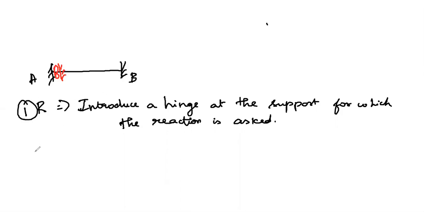Okay, according to the Muller-Breslau principle, the second step is you are going to apply one unit force quantity for what you have removed. For that force quantity, you will be applying one unit reaction. I mean unit force quantity. Here the force quantity you removed is the reaction. So I am going to apply a unit reaction at the support A, that is RA equal to 1. Okay, this is the second step.